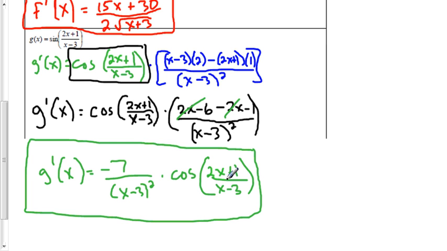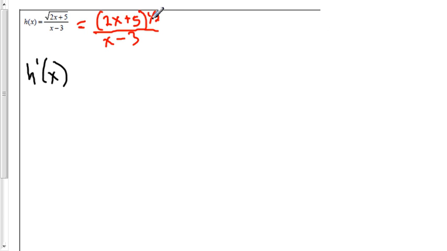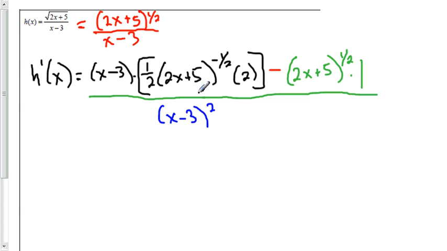to the next sheet, next page, and use the chain rule on this rational function. First thing we're going to redo is write it with rational exponents, and now we're going to use the quotient rule. So Lo d Hi minus Hi d Lo all over Lo Lo. And let's do that right now.